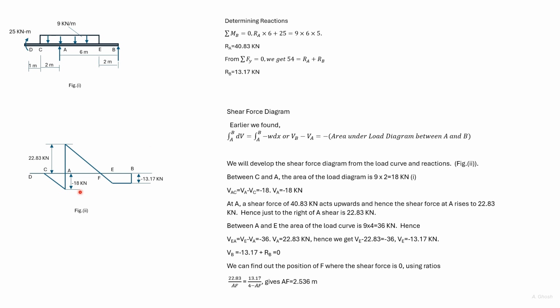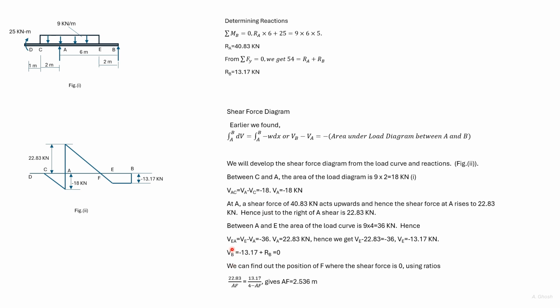Just to the left of A, the shear force is minus 18. At A, there's a force of 40.83 kilonewton acting. So the shear force just to the right of A rises to 22.83 kilonewton. Between A and E, the area of the loading diagram is 9 into 4, that is 36.